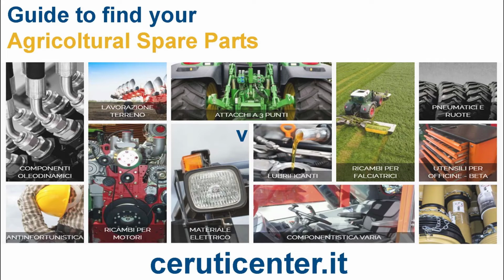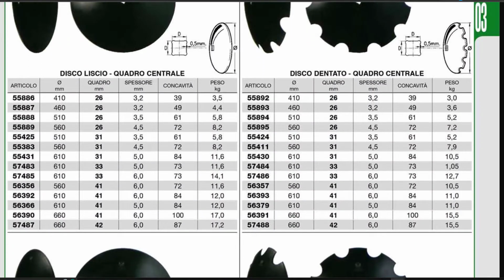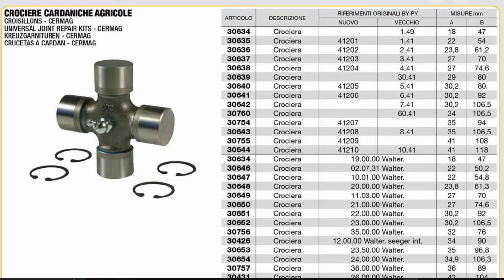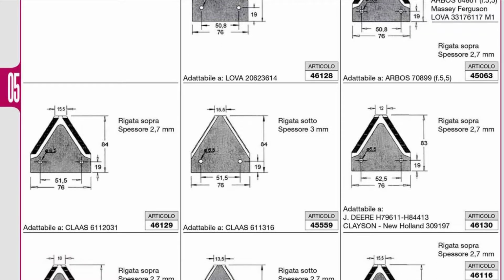In this video, we show you how to consult the catalog for agricultural spare parts. For each article, you will find tables with all the measurements and other useful technical information, which will guide you to find the most suitable item for your needs.